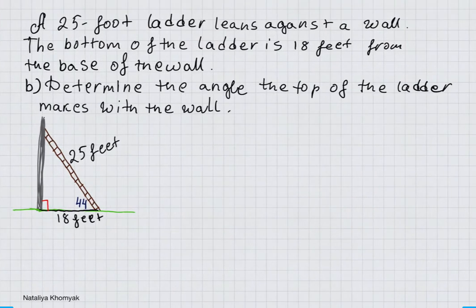For part B, we are still working with the same triangle. Now we need to determine the angle the top of the ladder makes with the wall. So we are going to be looking for this theta. We are given the values of the opposite side and the hypotenuse. The function that uses those is sine of theta, which is opposite side divided by hypotenuse.